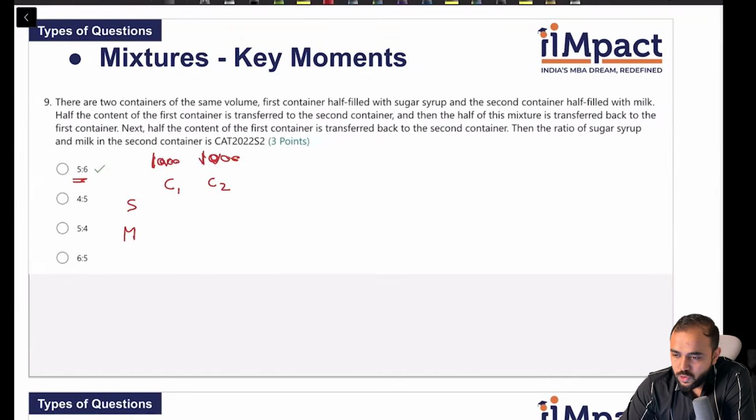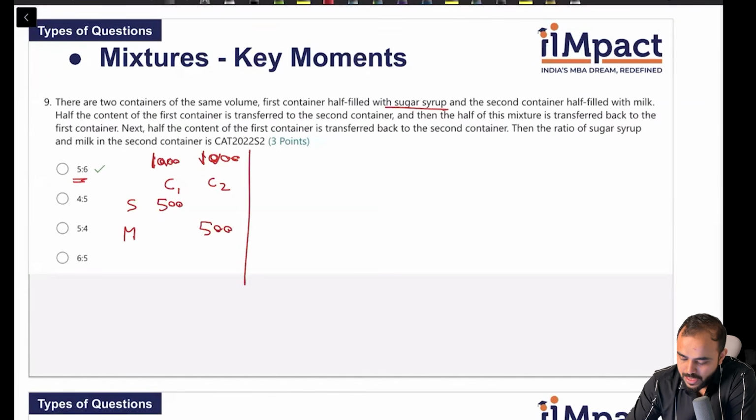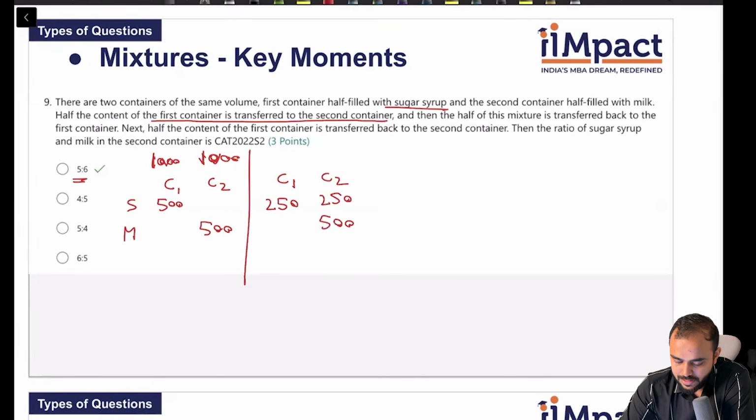All right. So first is half filled with sugar. So you have 500 ml of sugar and you have 500 ml of milk in the second container. This is the situation initially. Now what has happened in the second step? Half of the first container is transferred to the second container, which means you have 250 sugar remaining here. 250 transferred to C2 and 500 remains as it is.